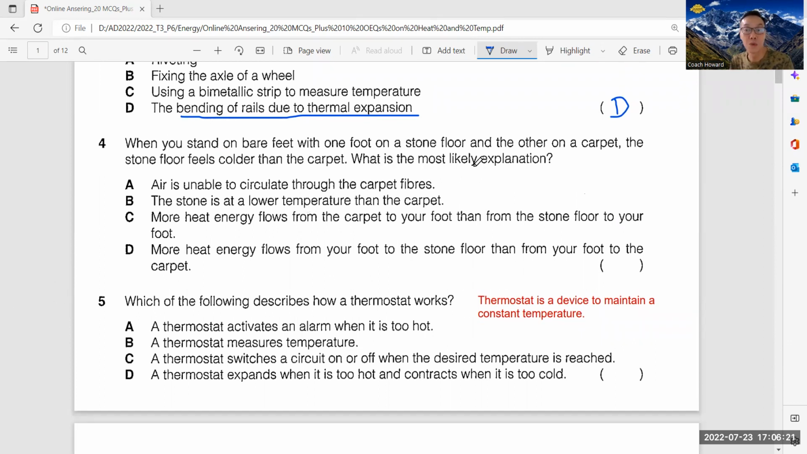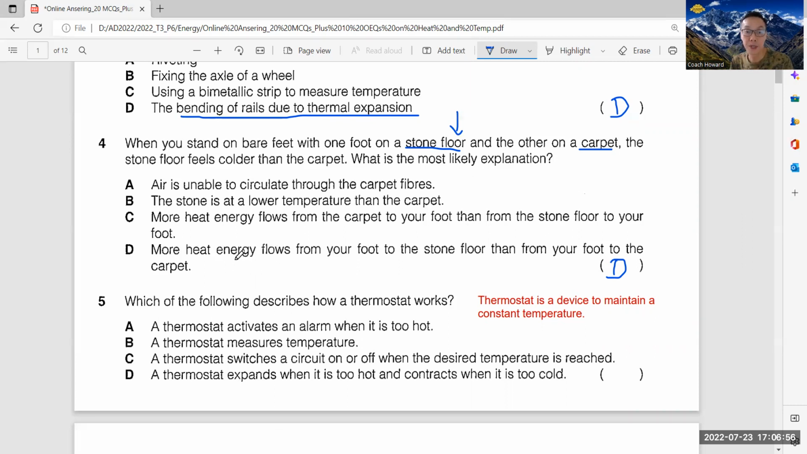This one I say, which is the most likely explanation? Okay, if you can understand this very well, it's actually D. It's not B. Because you see, both the stone and the carpet are in the room. The stone floor and the carpet must have the same room temperature. Okay, we are warm-blooded. Our body temperature about 37. So if you step on the stone floor, you feel this cooling sensation because the stone floor conducts the heat away faster than a carpet.